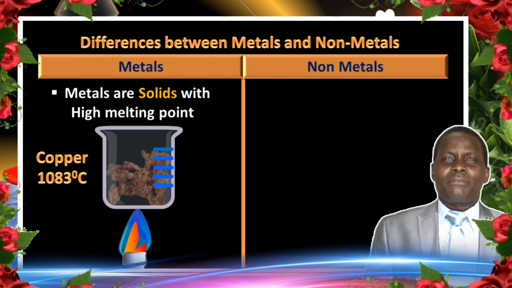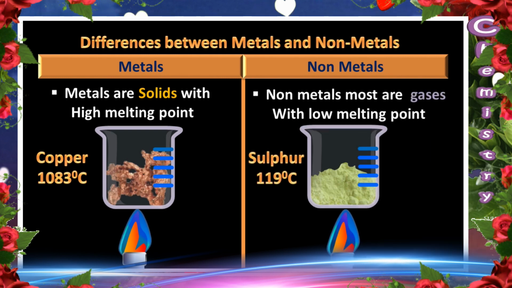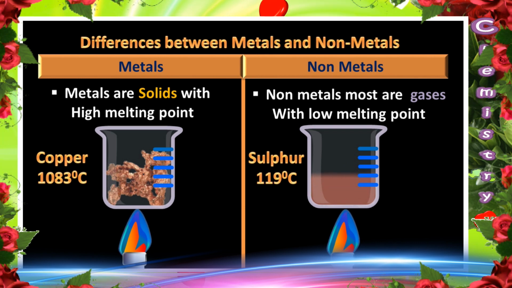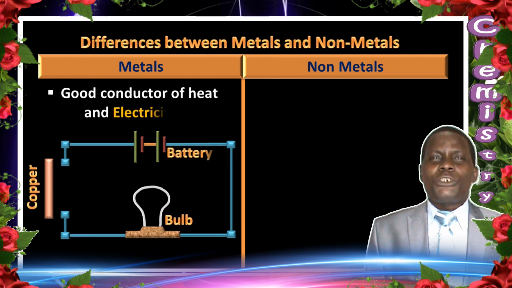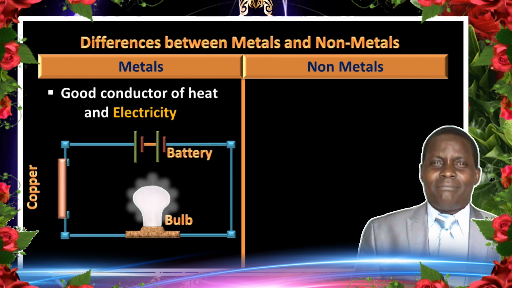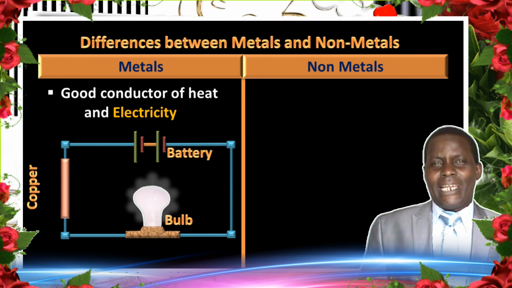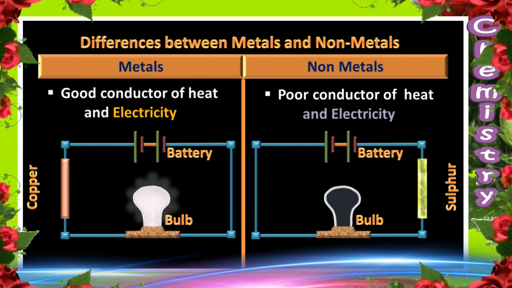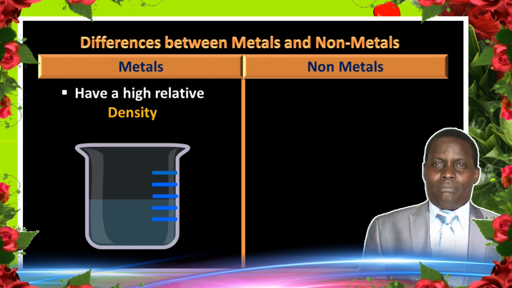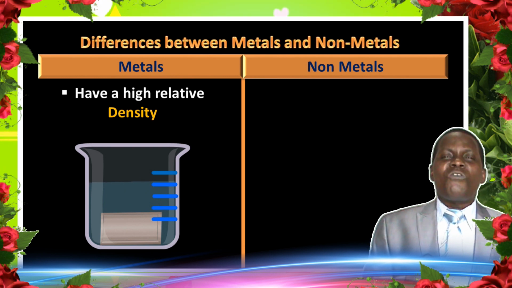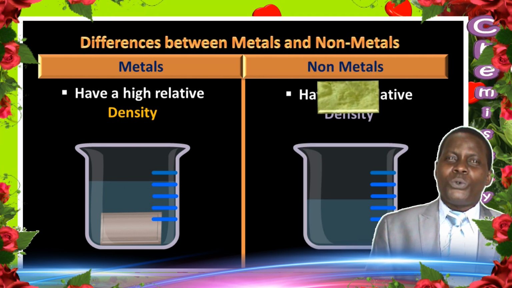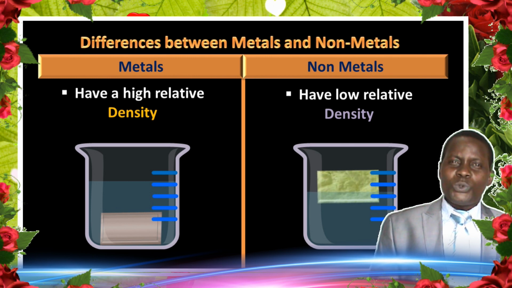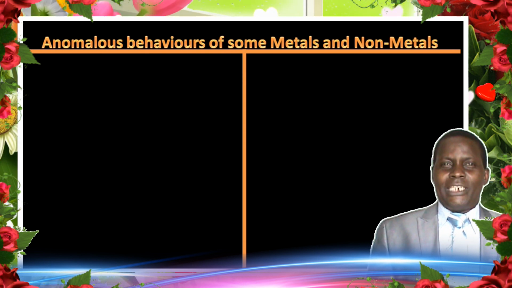Metals like copper are solids and have a high boiling and melting point. Whereas nonmetals like sulfur and others are usually gases. Those that are solid like sulfur have low melting and boiling points. Metals like copper are good conductors of heat and electricity. Whereas the nonmetals are poor conductors of heat and electricity. Metals have a higher relative density, whereas nonmetals have low relative densities. However, there are some metals and nonmetals which behave differently from the properties that we have listed above.